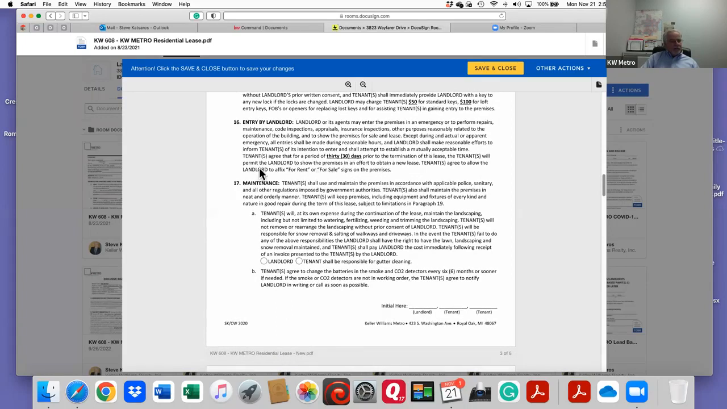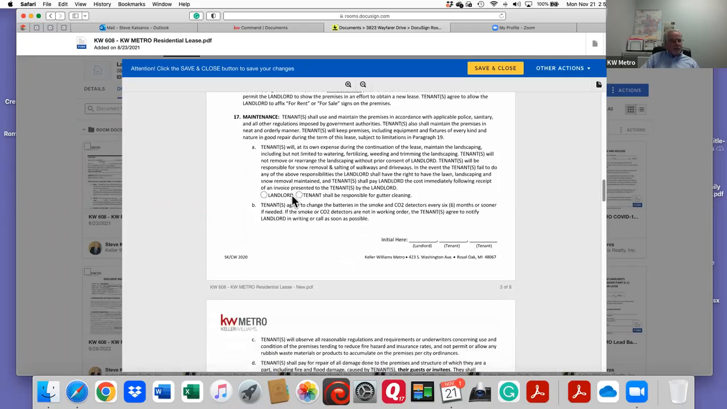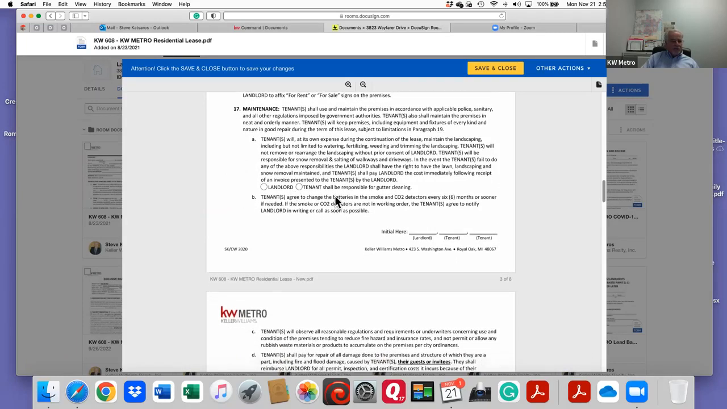For sale signs are quite often not allowed in condo complexes. They don't want you to put any signs for sale or for lease. Maintenance: we talk about who's responsible for what, and this is very critical. So is the landlord going to maintain the lawn, landscaping, snow removal, or the tenant? So you describe who's going to pay what, who's going to do what.